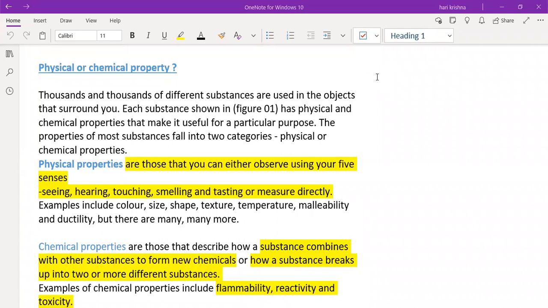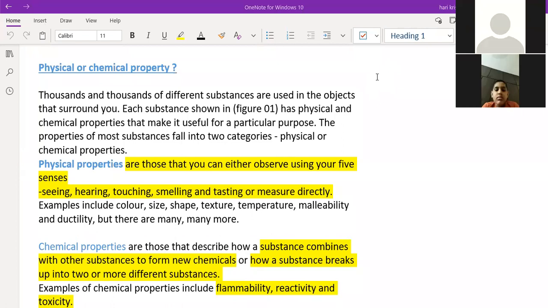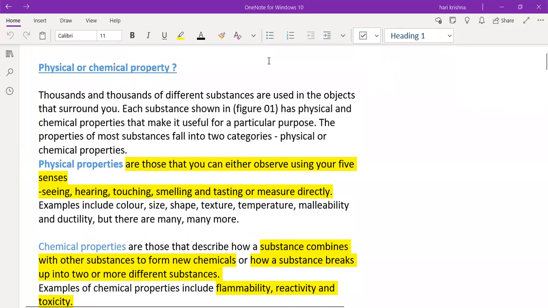What are the examples for the physical properties? Sir, metal burning, melting. No, that is not an example for the physical properties. Sir, when you squeeze a sponge, is it a physical change or chemical change? Can you see the screen now? Now can you tell me what are the examples for the physical properties?